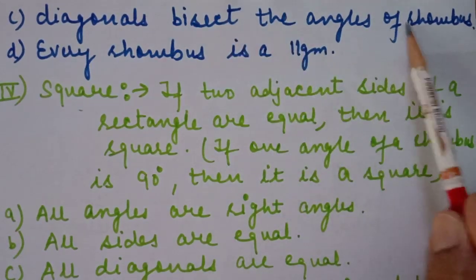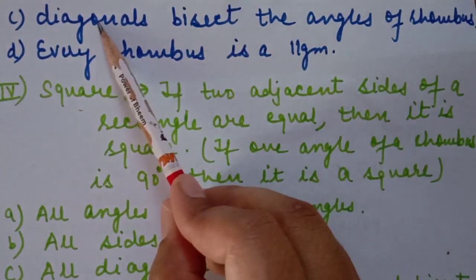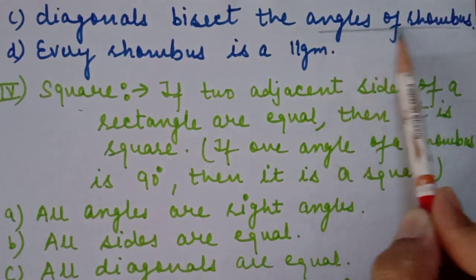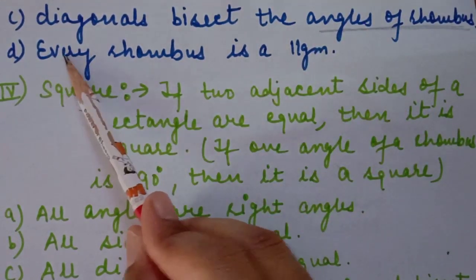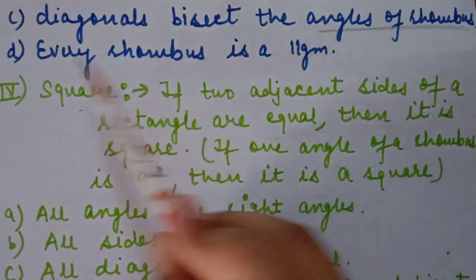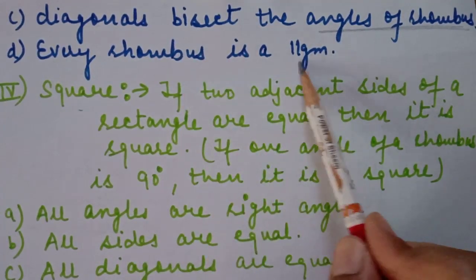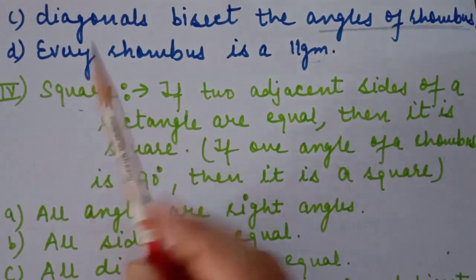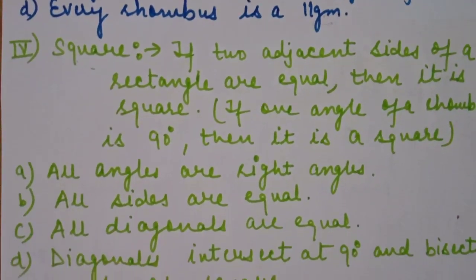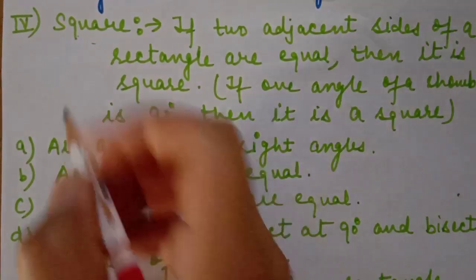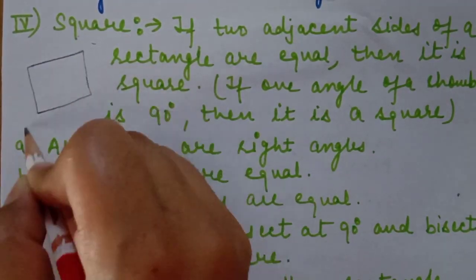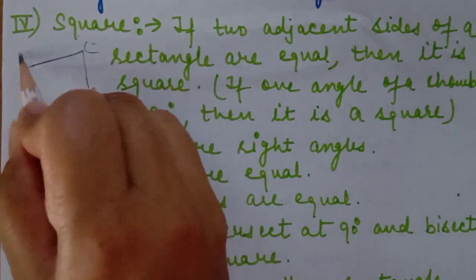Diagonals bisect the angles of a rhombus. It means diagonals also bisect the angles of the rhombus. Every rhombus is a parallelogram. Rectangles and rhombuses are all parallelograms. The fourth figure is the square. Most students are used to the square. We know that a square is also like a parallelogram ABCD.